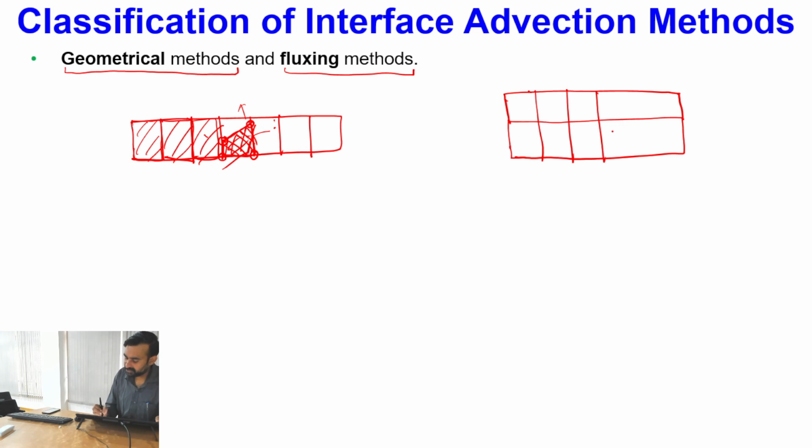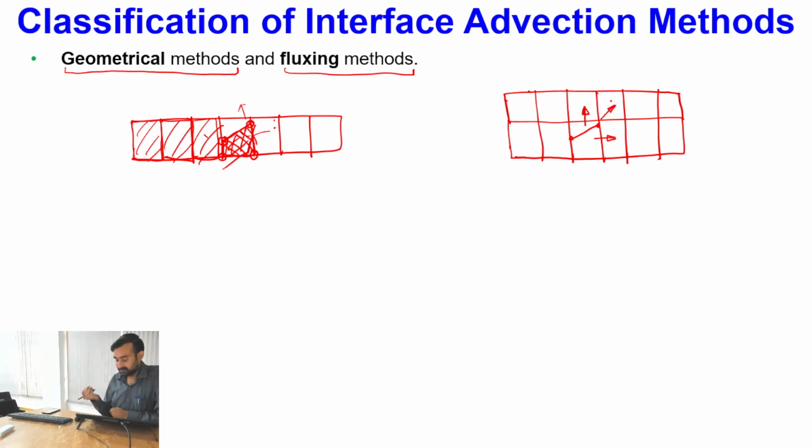So if you recall, in fluxing methods, for example, my interface is here. In a two-dimensional flow, there can be some portion of the interface which can propagate to this cell because of the advection in x direction. Then some portion can propagate in vertical direction because of the advection in y direction. And even in certain scenarios, the combination of two effects can come into play, and there can be transfer of certain flux in the diagonal direction.